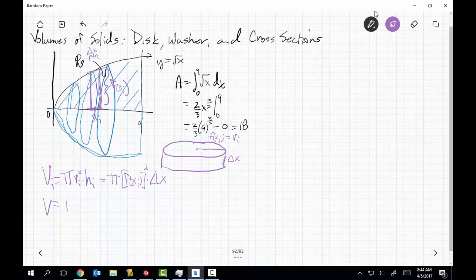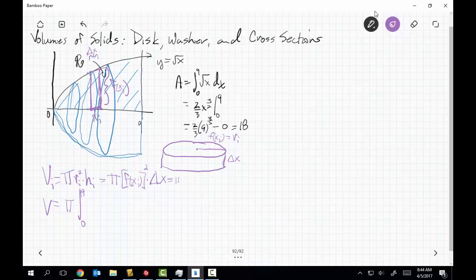Well, it's easy. I just go pi, right? I'm going to take the integral. That's the mechanism, isn't it? I take the integral from 0 to 9. Why? Because that is where the action is taking place, and that becomes really, really important. So I go from 0 to 9. Everything's got to be in terms of x's. So what's f of x? Well, it's the square root of x, right?